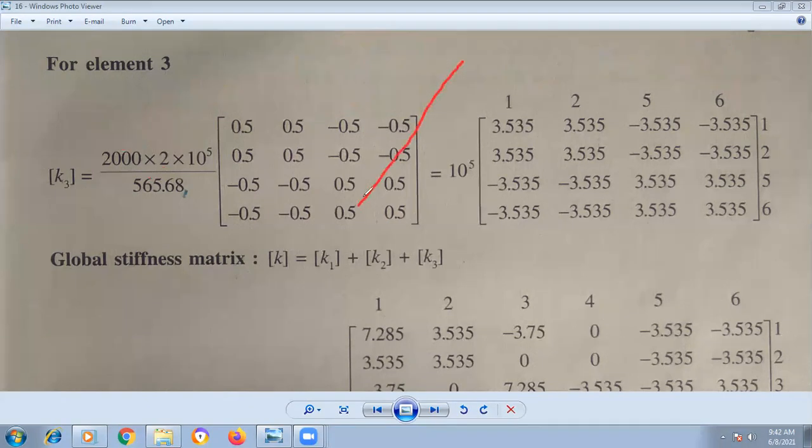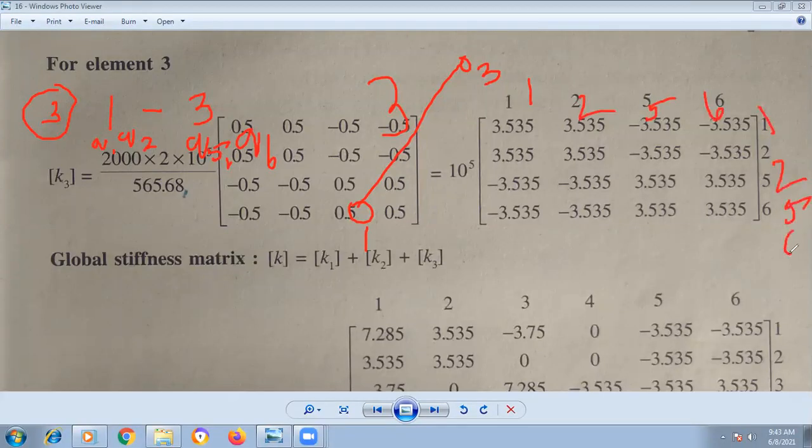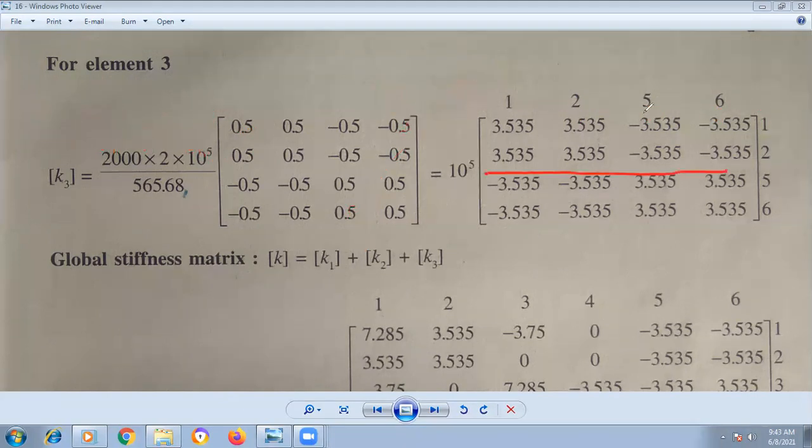Now what are the degrees of freedom for the element? We wrote in the element connectivity table that element 3 is connected between nodes 1 and 3. Therefore, displacements corresponding to this are Q1, Q2, Q5, Q6. Therefore, write it as 1, 2, 5, 6 as the global numbering. This is important because in superposition or addition of global matrices, if you don't write global degrees of freedom properly, the corresponding terms will not be added.